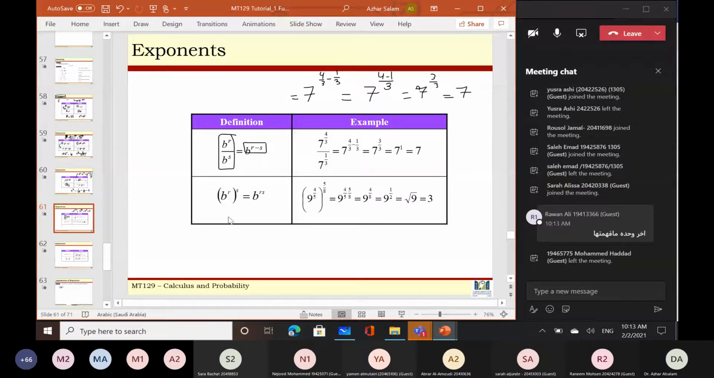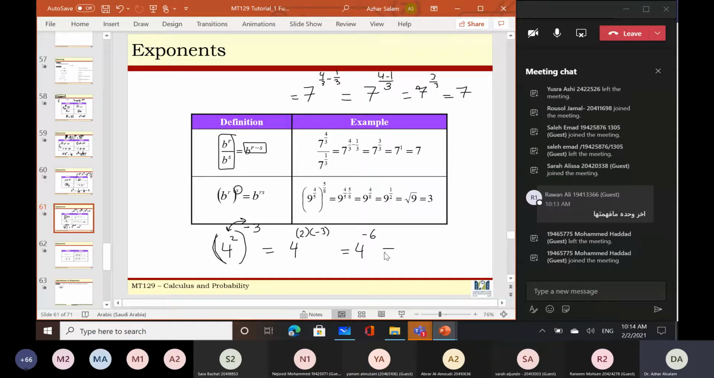Okay. Now b to the power s, I have any number, for example 4 squared, all to the power of another number, for example minus 3. Then I just multiply the two exponents. Power to the power, I just multiply the exponents. So here 2 multiplied by minus 3, which is 4 to the power minus 6.